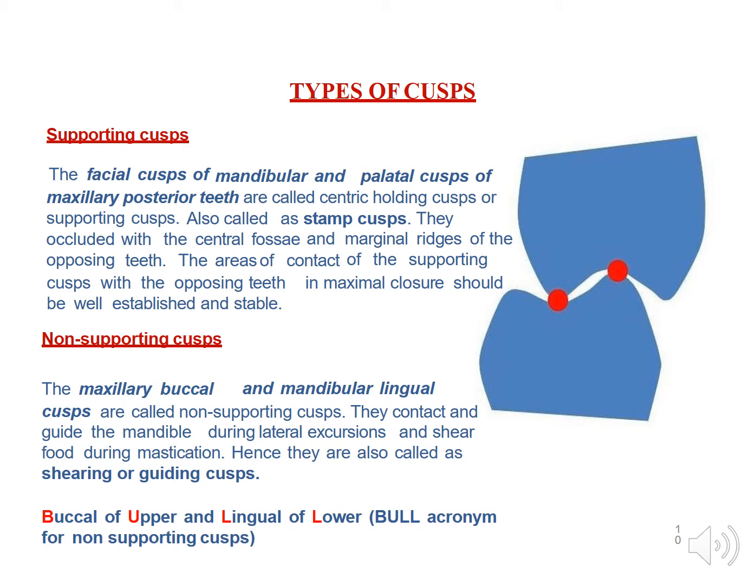So, in order to memorize the non-supporting cusps, you have an acronym called BULL, which is buccal of upper and lingual of lower. So it's very simple, right?